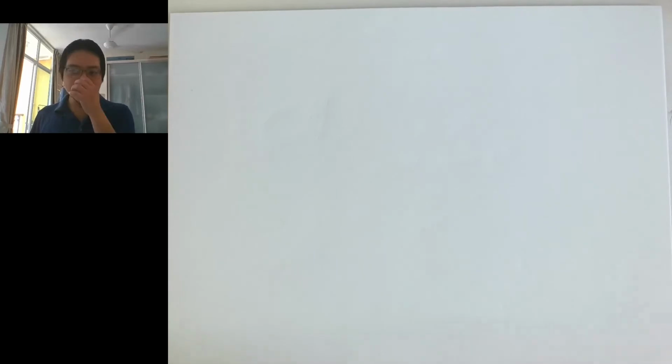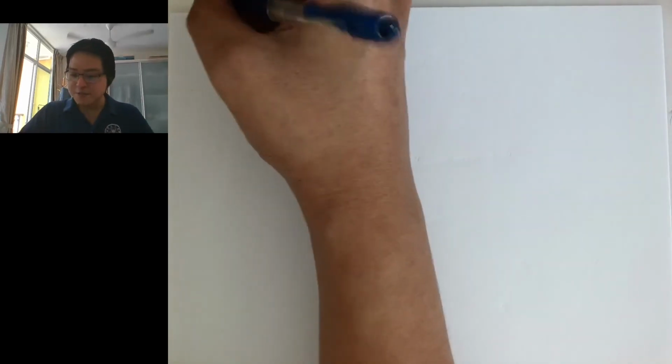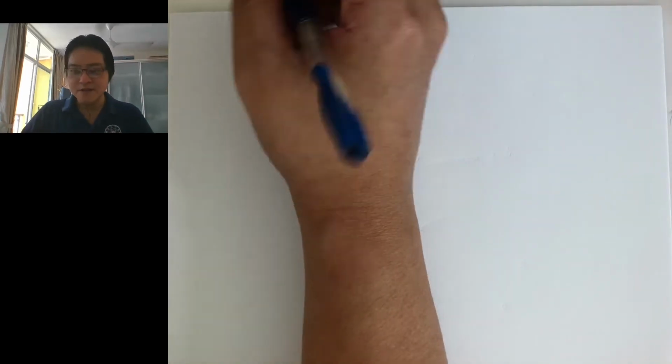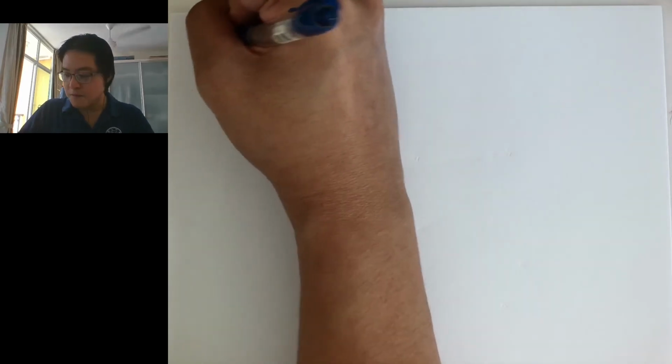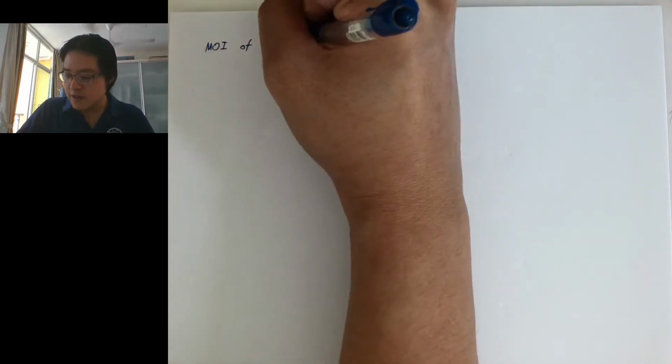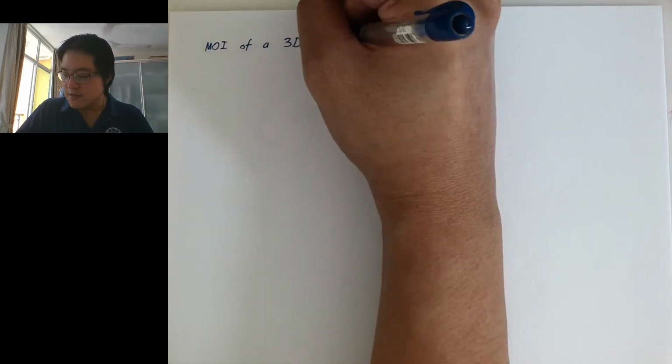So let's start to do the moment of inertia of a 3D object. So a 3D object, we now talk about the cylinder.